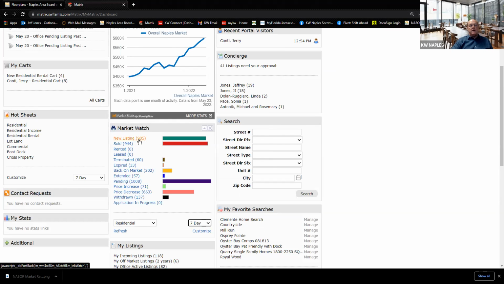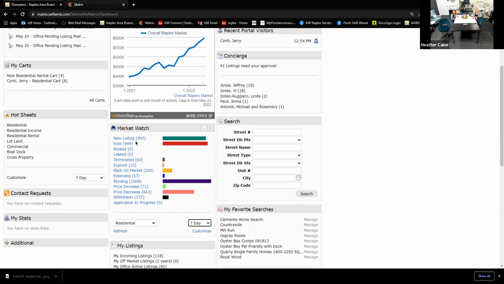pending 1,008. So there used to be a huge discrepancy between the number of new listings and the number of pendings. Now you can see that they're within 100 of each other. The solds and the new listings are starting to match up a little bit more. And look at the number of price decreases, 663. So that's probably a third of the market that has had price decreases in the last 7 days.